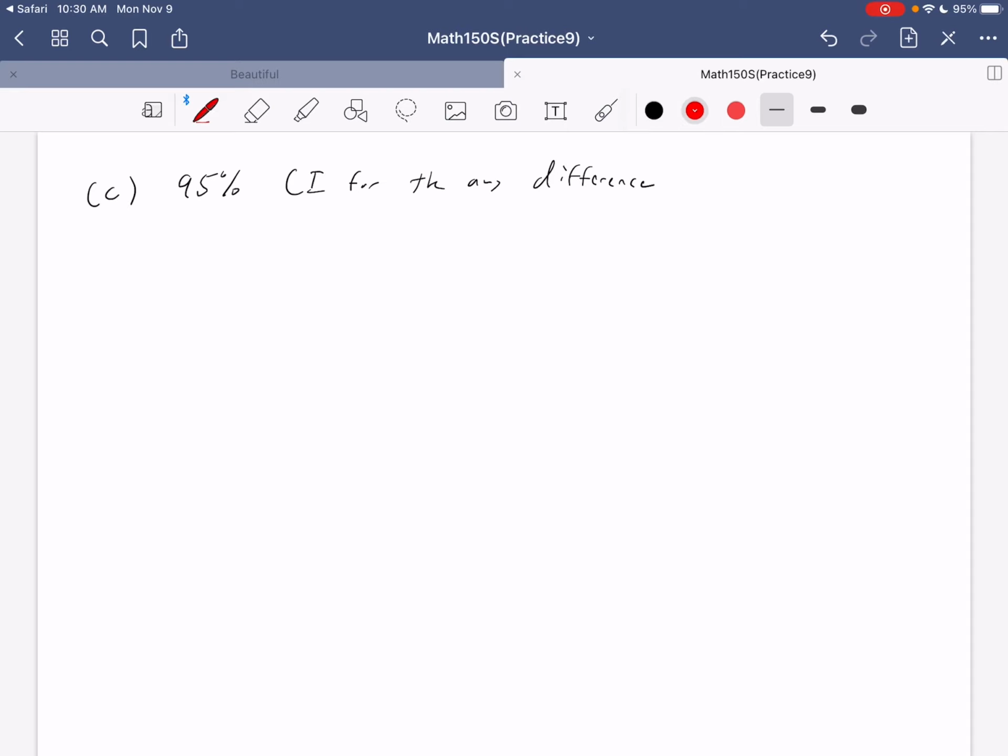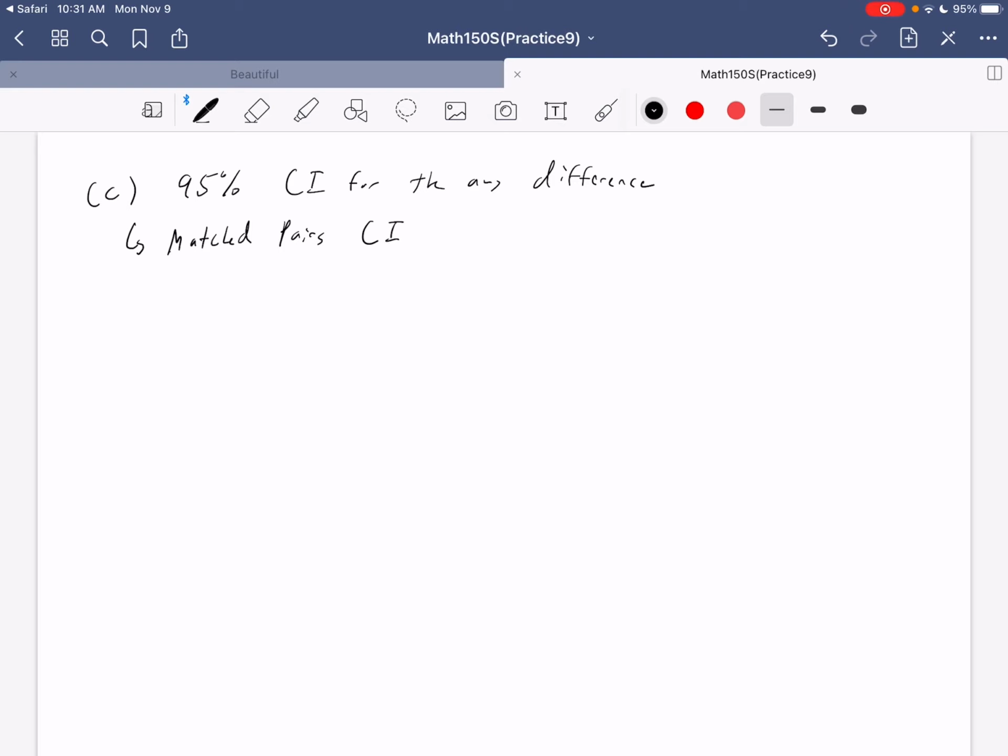When you see this phrasing of average difference, that means you're going to be using some sort of two-sample procedure, either a two-sample mean confidence interval or a matched pairs. Of course, we already know that it's a matched pairs because that's how we did the hypothesis test. So this is going to be a matched pairs confidence interval.